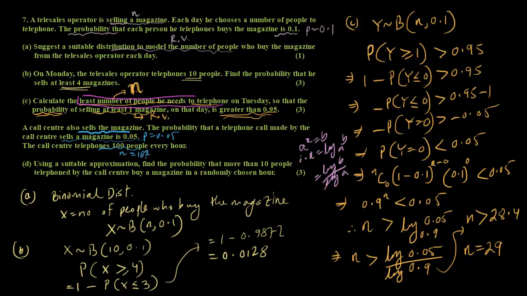And since n equals 100, if n is more than 50, we cannot use the binomial distribution. We have to use a different sort of distribution. So that's what they mentioned: we have to use an approximation. We have to find the probability that more than 10 people at the call center buy the magazine. So this is the random variable.